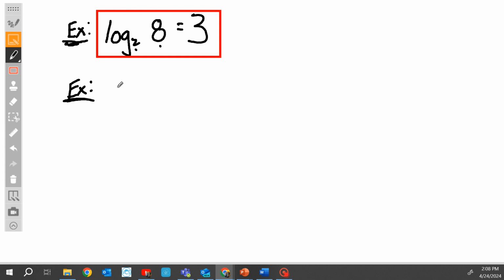Let's take a look at another one. So let's say the common log of 12. Common log of 12. So how would we determine what the common log of 12 is? This is essentially asking us what power of 10 makes 12. So how would we figure this out? Or how would we find the value of this log?